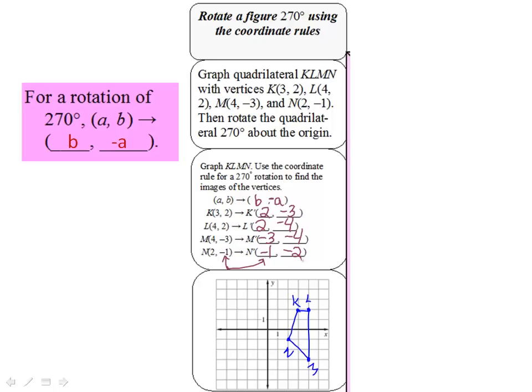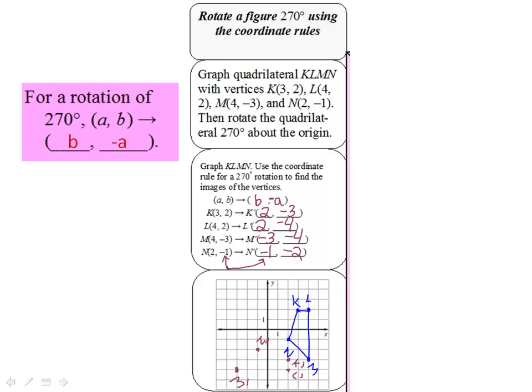So K prime is 2, negative 3, right here. There's my K prime. L prime is 2, negative 4, that's right here. That's L prime. M prime is negative 3, negative 4, that's right here. That's M prime. And N prime is negative 1, negative 2, that's right here.